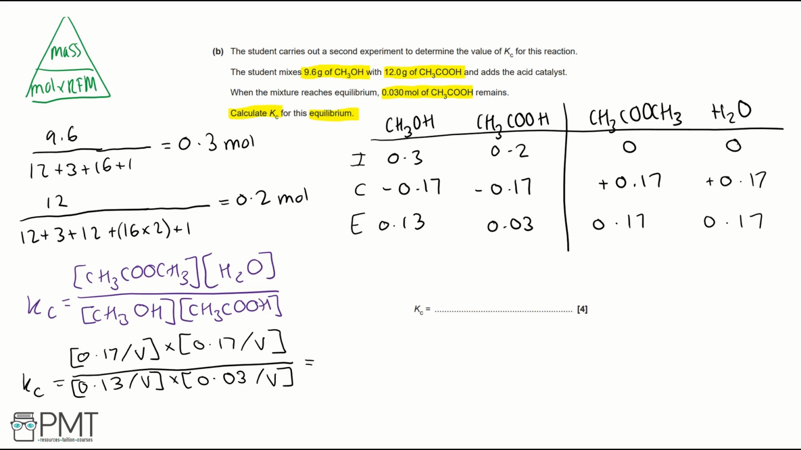So if we ignore volume and we just type in the numbers in this expression, we get 7.4 as our value for Kc, which we can write on the answer line provided. To get the 4 marks for this question, you get a mark for working out initial moles, you get 2 marks for working out equilibrium moles, and then you get 1 mark for using your Kc expression to work out Kc.